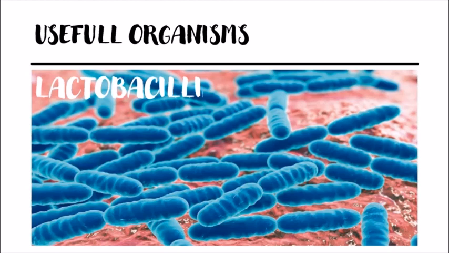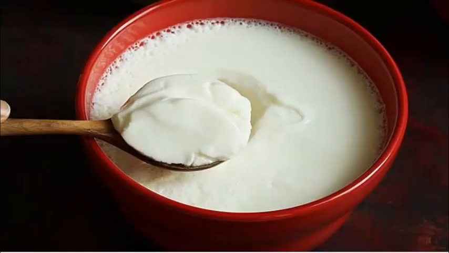So the first useful microorganism is lactobacilli. Now lactobacilli are anaerobic bacteria. What we mean by anaerobic is that they can produce energy without using oxygen. So how are they useful to us and where are these organisms found? The microbe lactobacillus is found in yogurt.